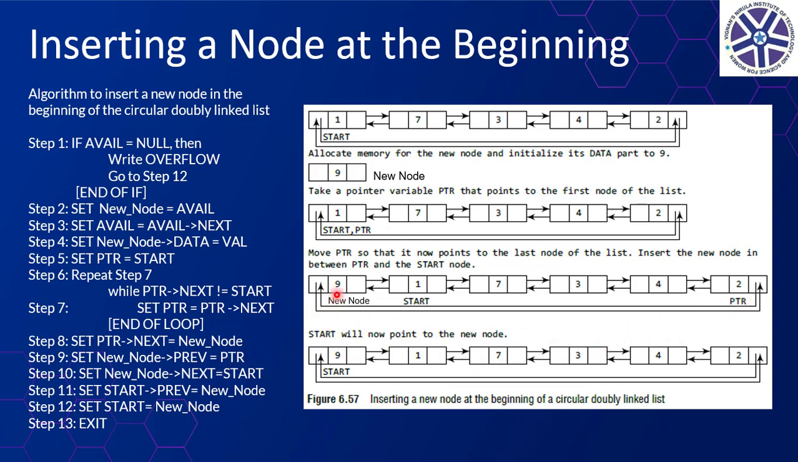And now the new node has to be connected with the start. So how does this have to be connected? New node to next equal to start, and start to previous equal to new node. So that's what we are going to do in steps 11 and 12. So new node to next equal to start, and start to previous equal to new node, and after that start equals new node. Okay, so this becomes start, and we are going to exit.